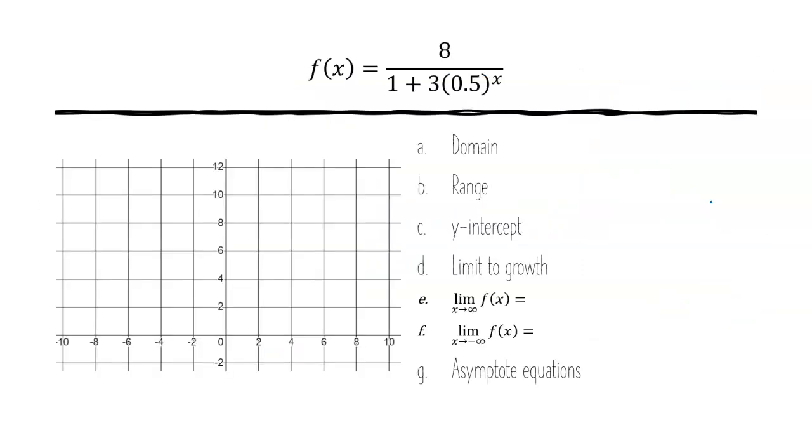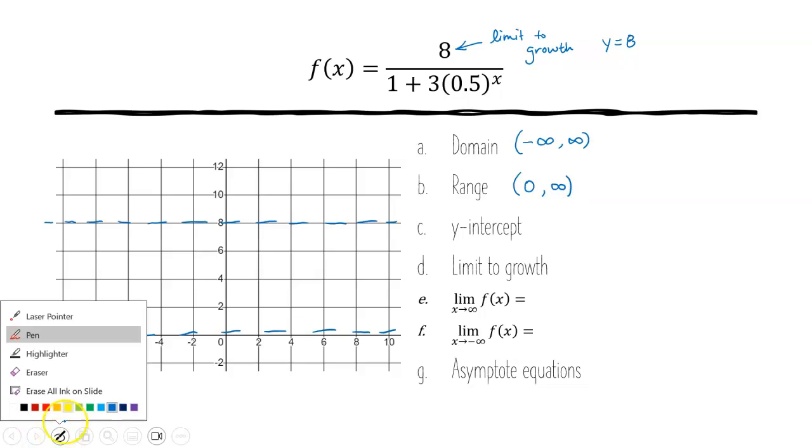So for this example, we have a carrying capacity or limit to growth of 8. So that means that we have an asymptote of y equals 8. So I'm going to start by drawing that. We also have an asymptote because it's a logistic equation of y equals 0. The domain, there is no domain restriction, so the domain is going to be negative infinity to infinity, but the range is stuck between 0 and 8. Oops, that should be an 8, not an infinity, sorry.